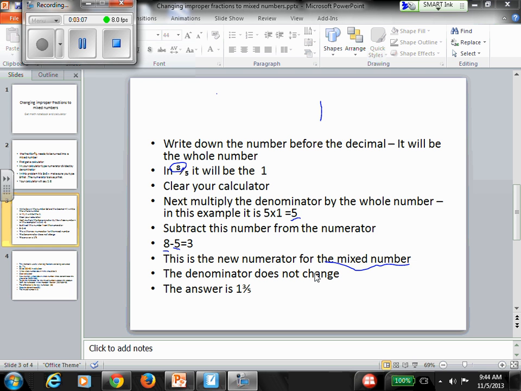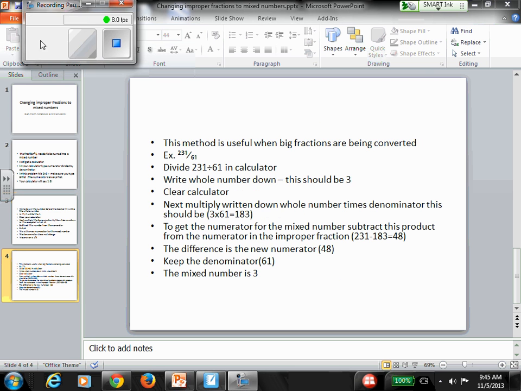The denominator never changes. Just like when we were changing mixed numbers to improper fractions, the denominator stays the same. So your answer for this problem should be 1, which is your whole number, and 3/5. The 3 came from up here, and the 5ths, the denominator, never change. This method is especially useful when you have really big fractions that you're converting.